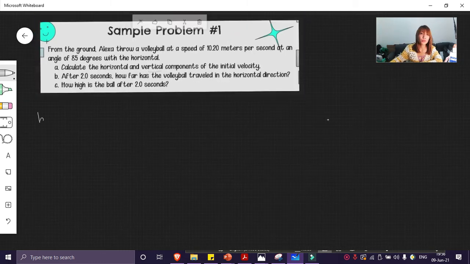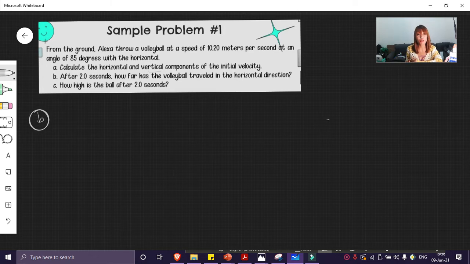Now, let's go to letter B. So, sa letter B, after 2.0 seconds, how far has the ball traveled in the horizontal direction? So, since ang hinahanap ay horizontal direction, we will use the initial velocity in the x component. So, that will be VIX. Okay? So, ang VIX natin will be 0.89 meters per second. Saan nanggaling yung 0.89 meters per second? We got it from the answer in letter A.